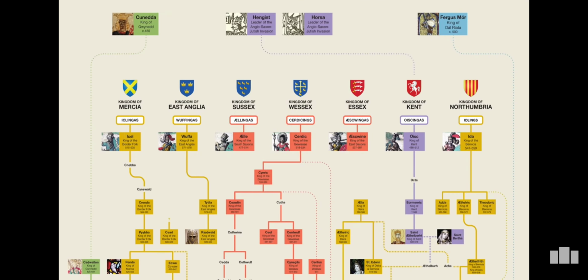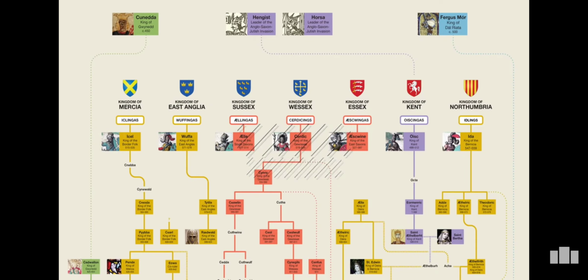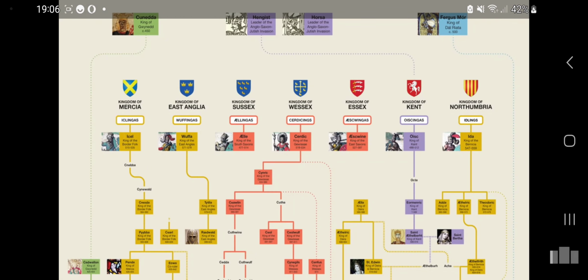Another later invention that was attributed back to the early Anglo-Saxon kings was the title of Bretwalda, which literally means Britain ruler, and which was kind of a similar title to that of High King. Although the title probably didn't exist initially, later chronicles assigned it to the various Anglo-Saxon kings who were thought to have been the dominant ones.